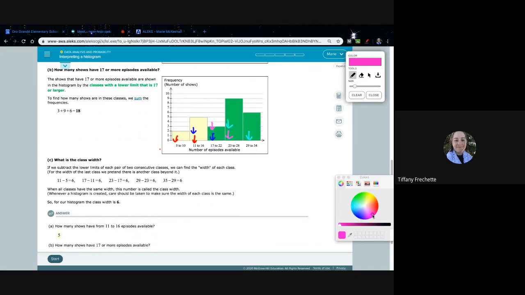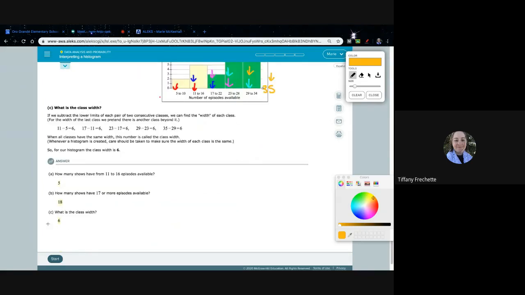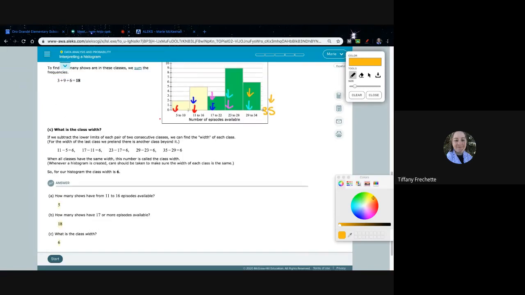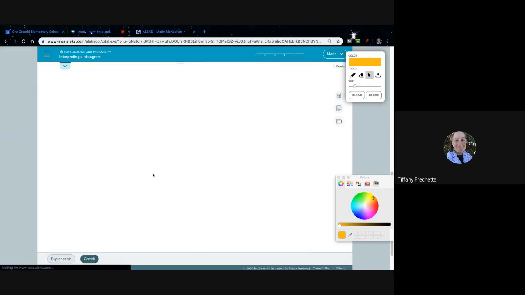And then we need to go right beyond it. Let's go with orange here. So right past this one would be 35. So they go 35 minus 29. So each one is 6. So the class width is 6. So basically, how many numbers are in between? What's the range of each bar? That's what that means. All right, so let's clear this and go ahead and start one.